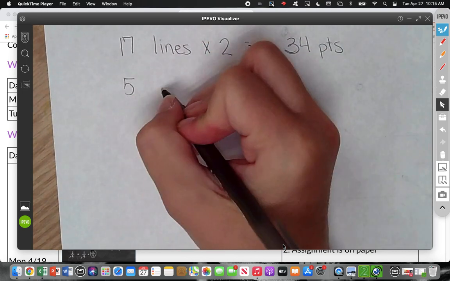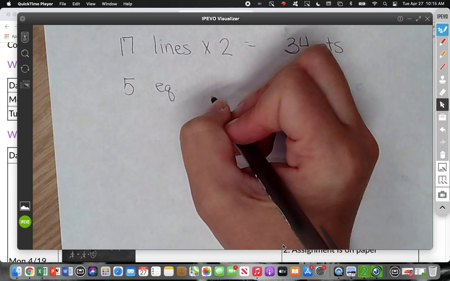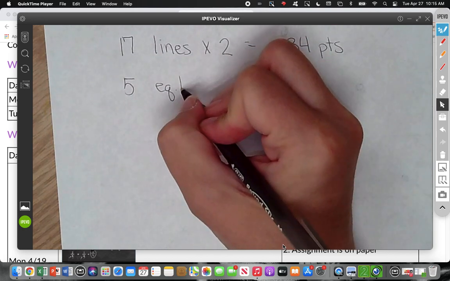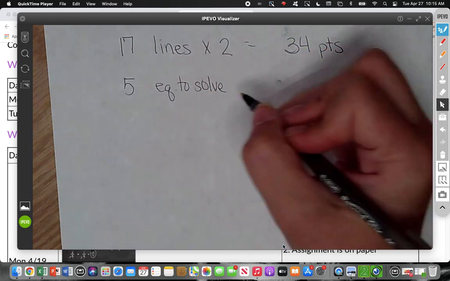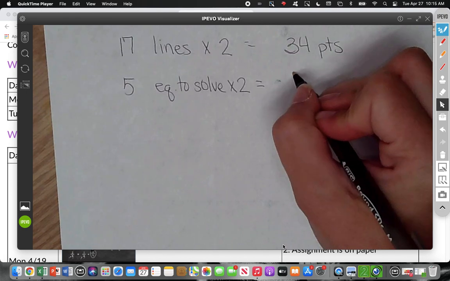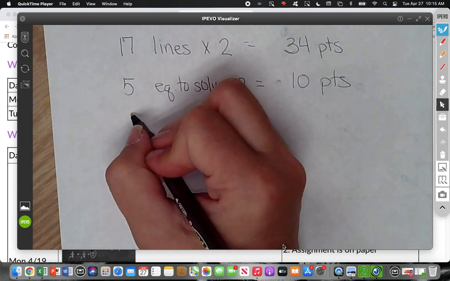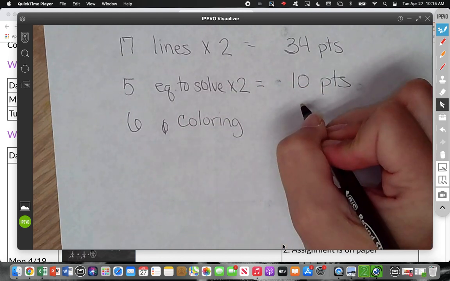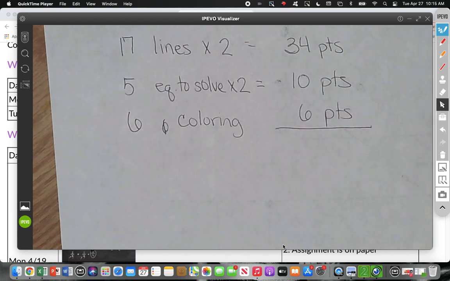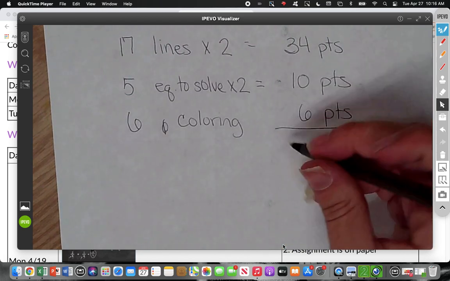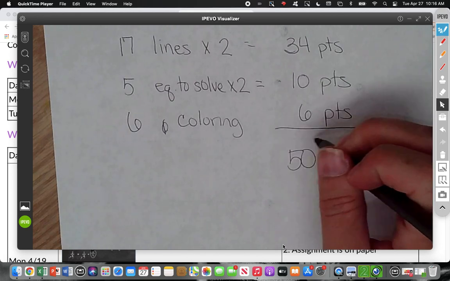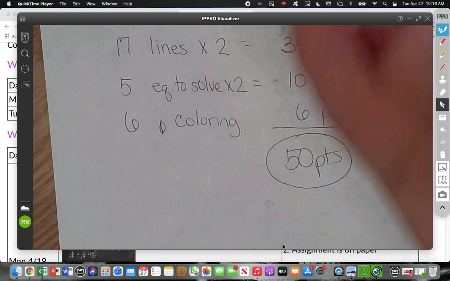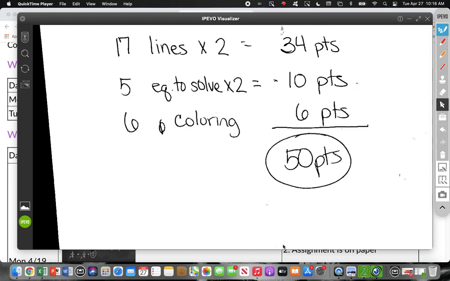You have 5 equations that you have to solve like we did on number 2. And that's going to be 2 points apiece, so then that will be 10 points. And then you get 6 points for coloring. So what's my total there? 50 points. All right, so do you guys think a 50-point assignment is going to raise your grade or drop your grade? If you do well, it's going to raise it. If you choose not to do this project, not going to go well.